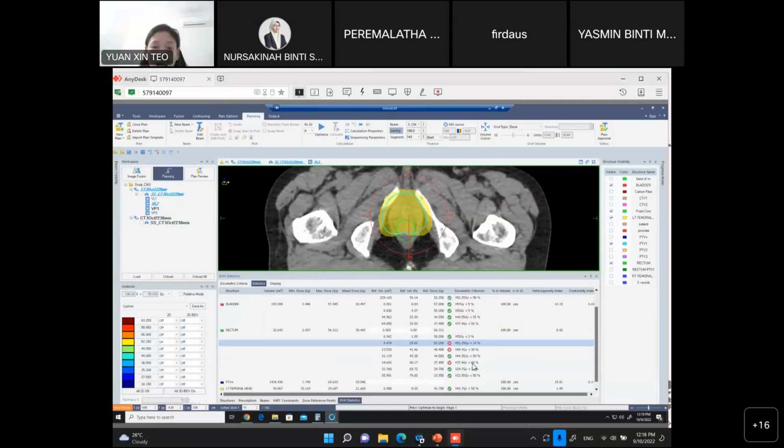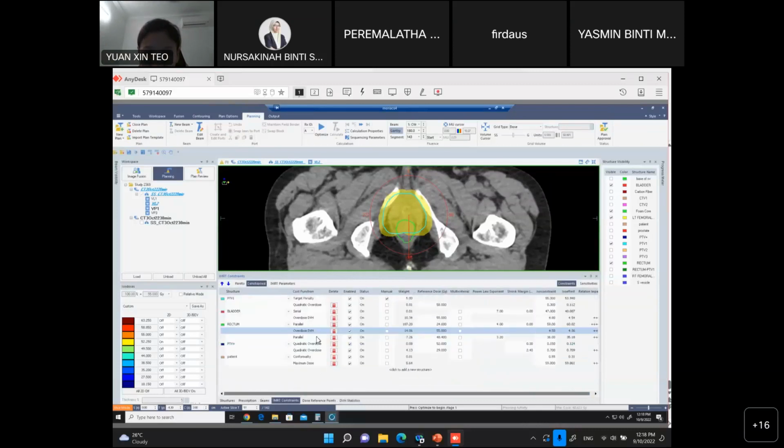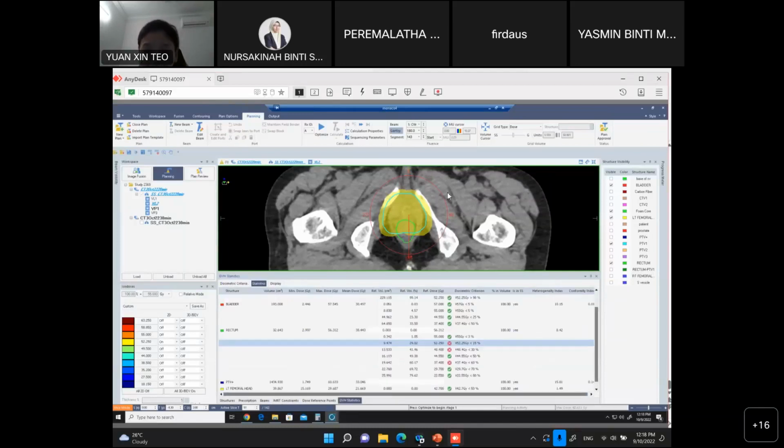So now what should I do for this plan? I will need to retell the computer by changing all these IMRT constraints. This really depends on your experience on how to edit these parameters. But this is my colleague's plan, so I will just leave it so she can do it later. I don't want to override the plan. So you will just edit all these parameters until the computer gives you all green ticks.